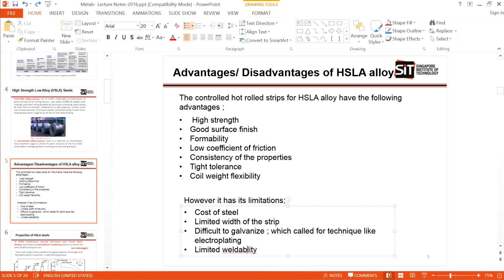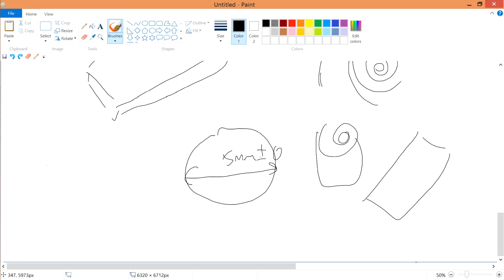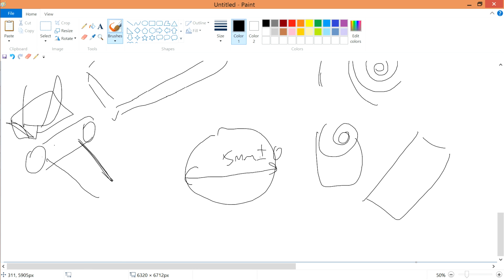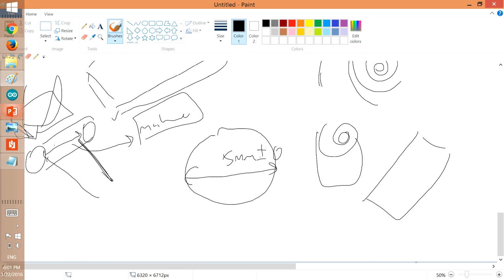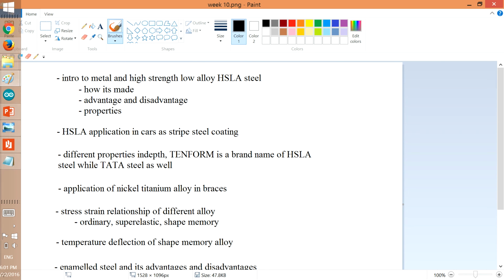For example, limited width of the strip, because it's going through a machine. This is the machine. It may press the metal over here, then it comes out. So over here, this length is determined by the machine. If it's a longer machine, then you will have a longer sheet of metal. So this is talking about that. Hopefully you're kind of clear.